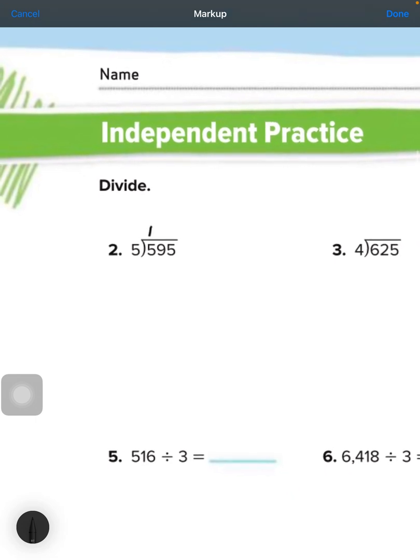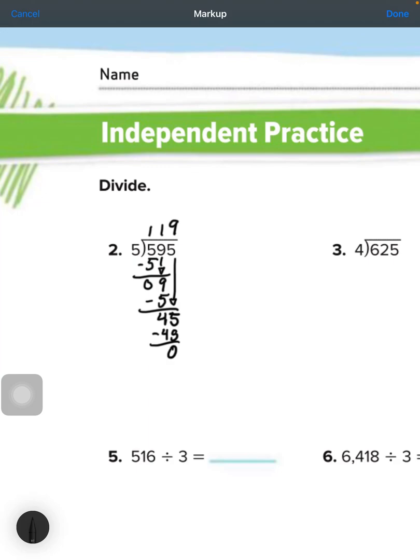All right, we have 5 will go into 5 one time. 1 times 5 is 5. 5 minus 5 is 0. Bring down the 9. 5 will go into 9 once. 1 times 5 is 5. We're going to subtract that. That's going to be 4. Bring down that 5. 5 will go into 45 9 times. 9 times 5 is 45. 45 minus 45 is 0.